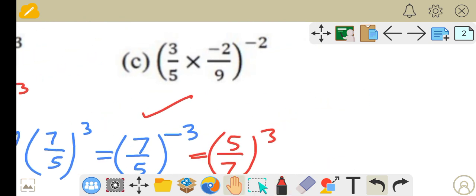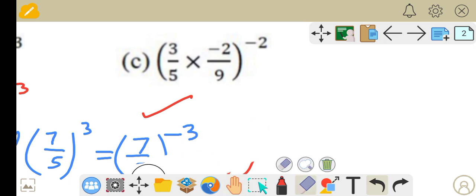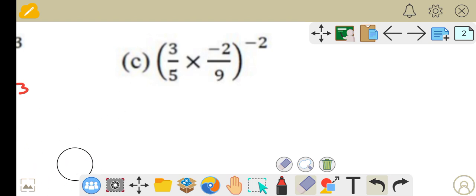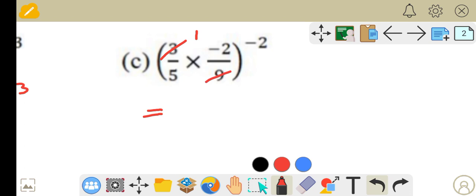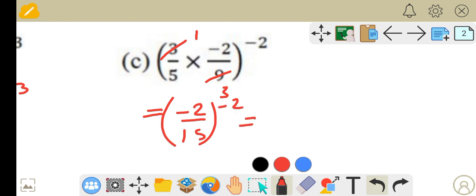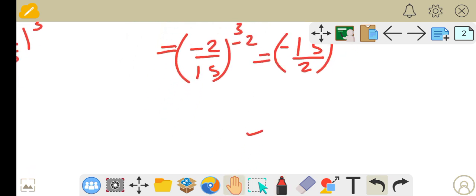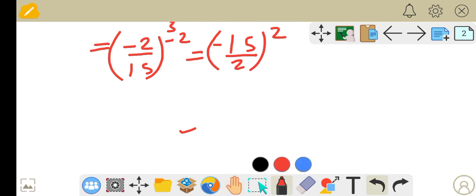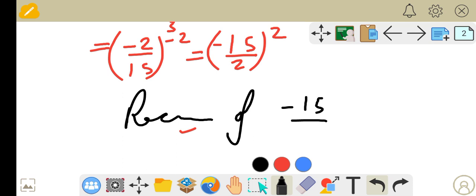In the third part, you need to write the reciprocal of the expression. So we need to solve. 3 1 is 3, 3 3 is 9. So it is written minus 2 by 15 to the power minus 2. Further we can solve it: minus 15 upon 2 to the power 2. Now we can write the reciprocal of this number. Reciprocal of minus 15 upon 2 to the power 2.